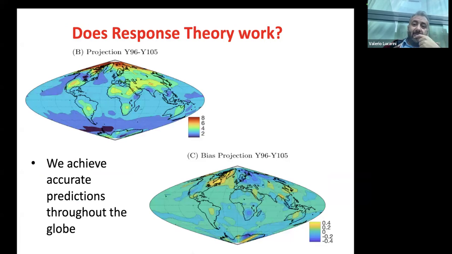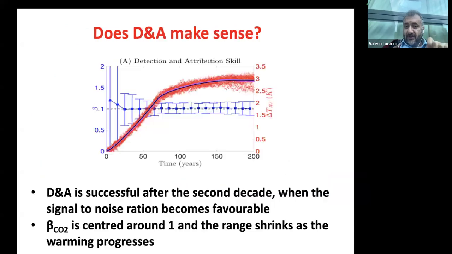And for this climate model, we see that response theory works very well to perform climate change prediction. So, you know, the statistical mechanics supports us. But remember, we are doing a different experiment. We want to do detection and attribution. So this is a necessary condition for detection and attribution to work, not a sufficient condition.